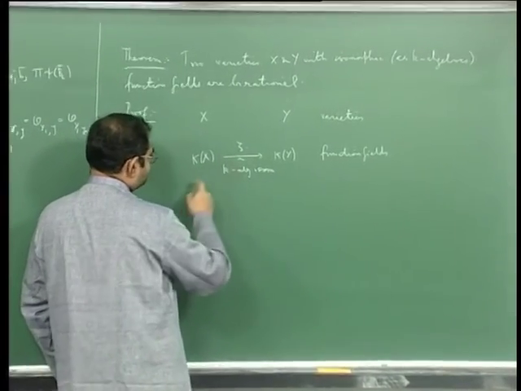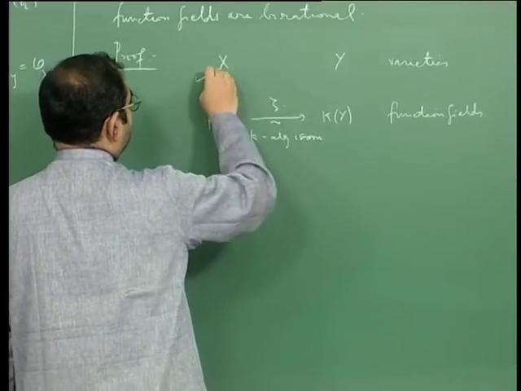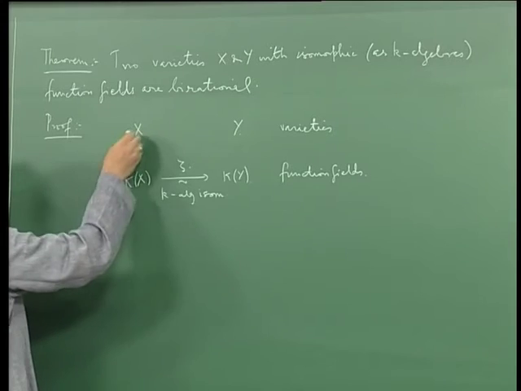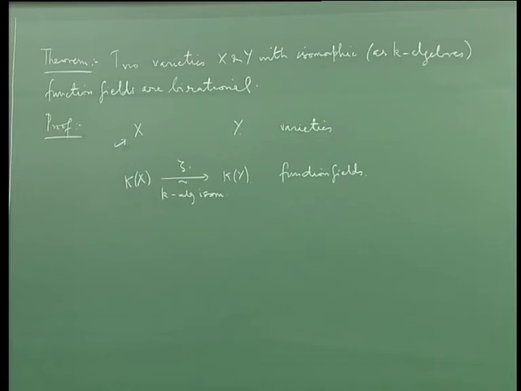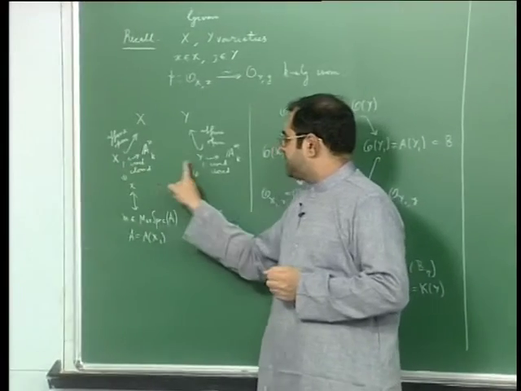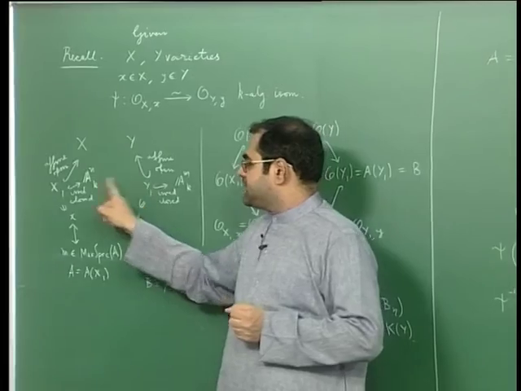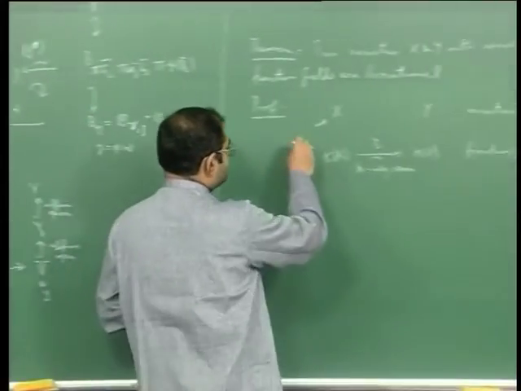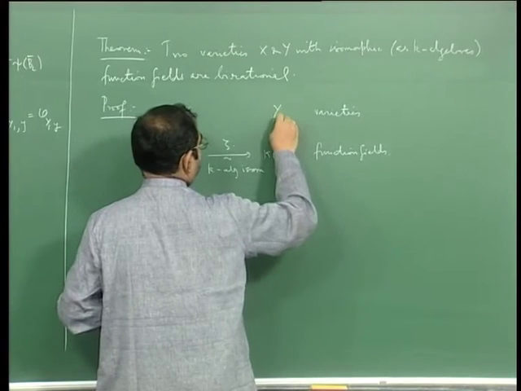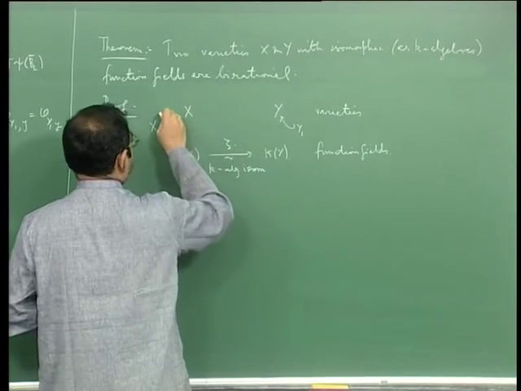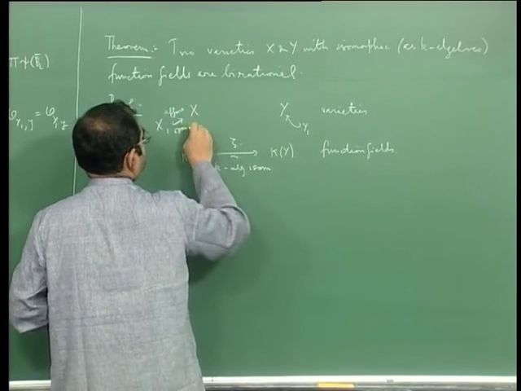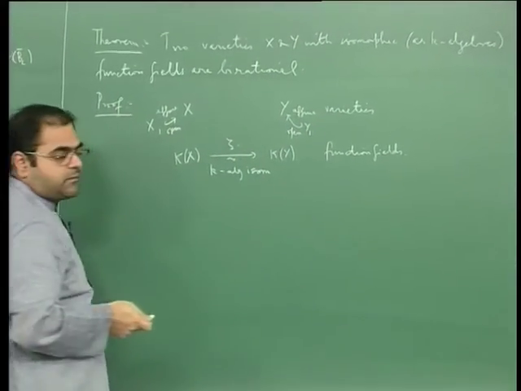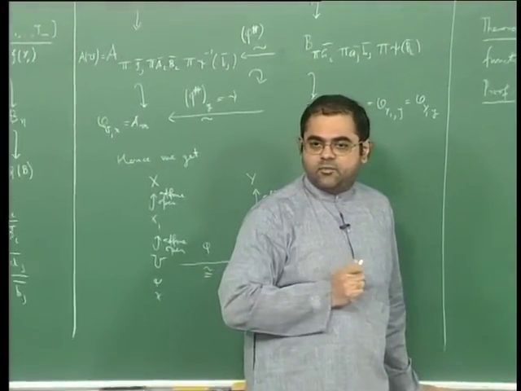Again, what we'll do is, just as we did there, we went to affine open sets, which helps us to translate everything into commutative algebra. So we can do the same thing here. We can assume that x1 is an affine open in x, and y1 is an affine open in y. Whenever I say open set, it is a non-empty open set, I am not worried about the empty open set.